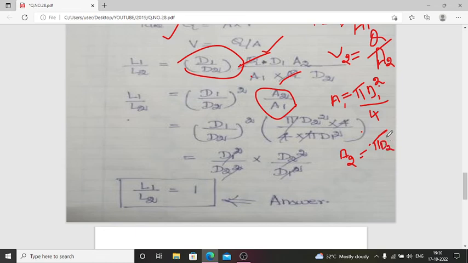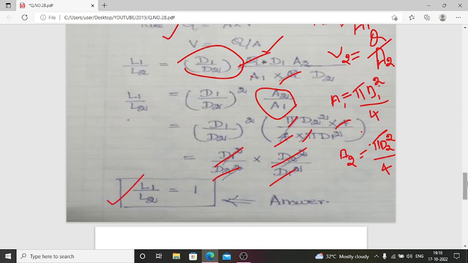Find out the L1 by L2 value. So d1 by d2 whole squared into A2 value, pi d2 squared by 4, divided by A1 value, pi d1 squared by 4. So common terms are cancelled. Pi's are cancelled, 4's are cancelled. Finally we get d2 squared divided by d1 squared. Already we have d1 by d2 whole square, so numerator d1 squared into d2 squared by denominator d2 squared into d1 squared. So d1 squares are cancelled, d2 squares are cancelled. Finally we get L1 by L2 is equal to 1.